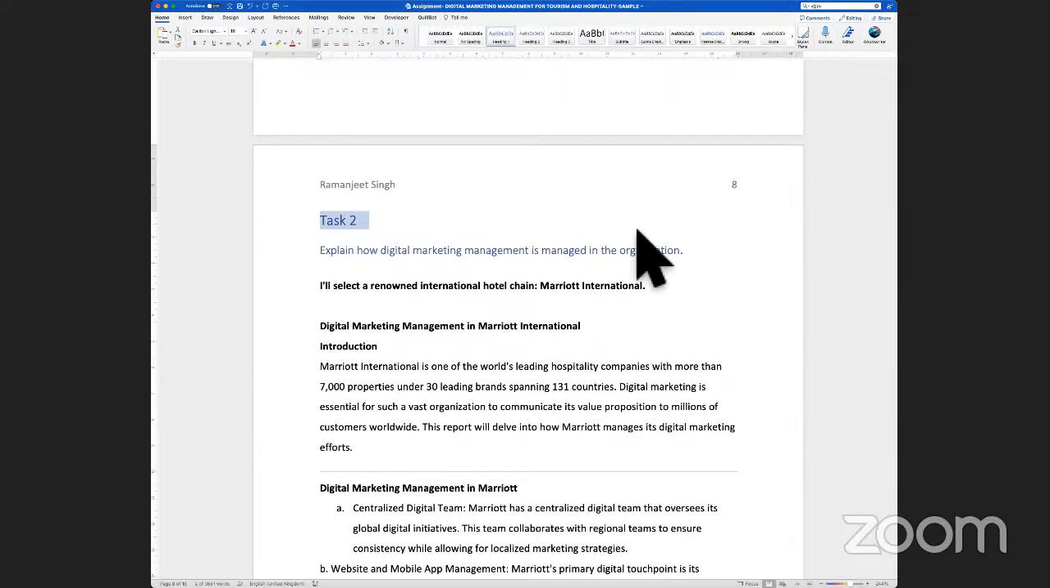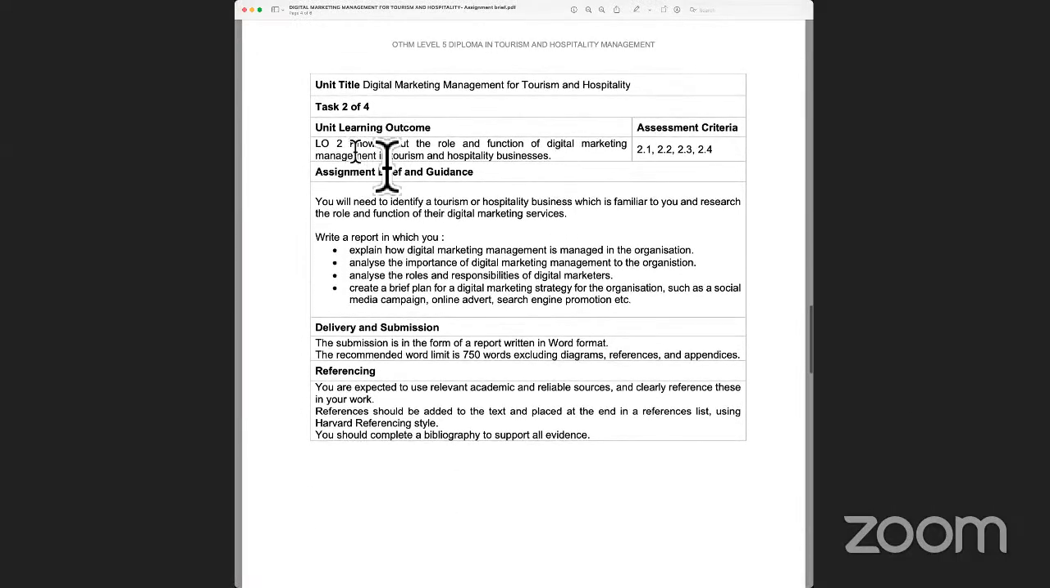So task 2, if I just shift you into the assignment brief again, just to give you a glimpse. Task 2 covers learning outcome 2. It covers 4 assessment criteria, and there are 4 bullet points that we have to cover. So it says you need to identify a tourism and hospitality business.